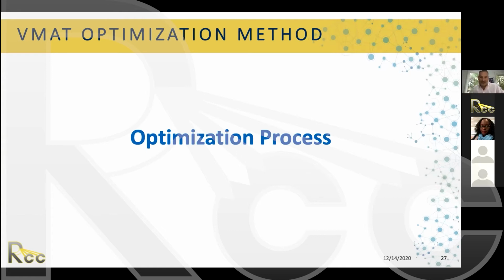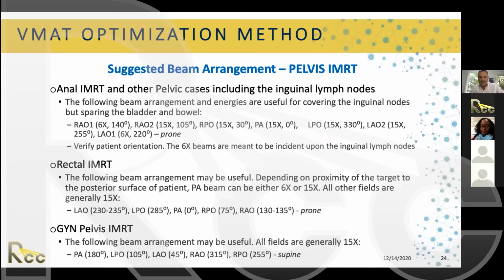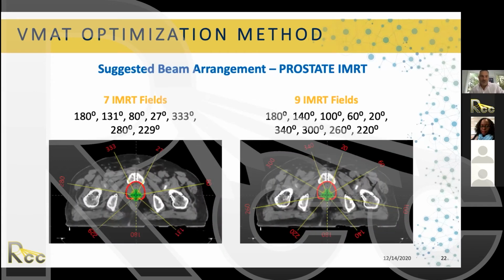Can I ask a question? You showed the prostate slide. One collimator angle is 90 and one is 0. Why is that? Yes, that's a good question.